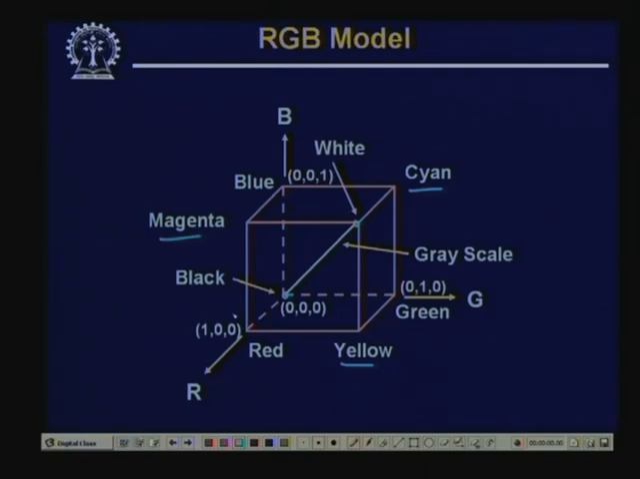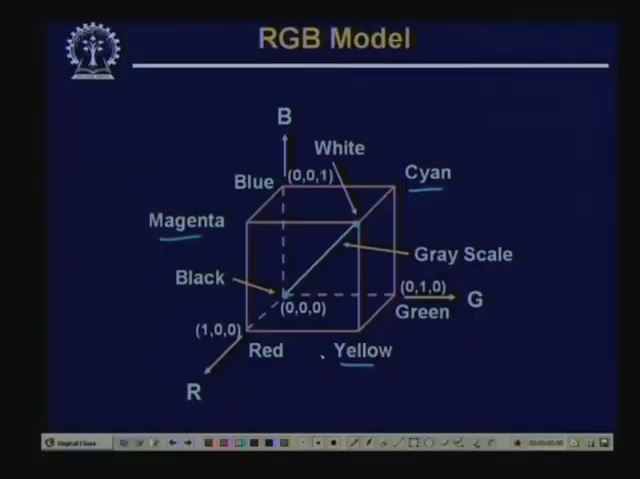Now, given any specific color having some proportions of red, green and blue, that color will be represented by a single point in this unit cube in a normalized form. Or we can also say that the color will be represented by a vector, where the vector is drawn from the origin to the point representing that particular color having a specific proportion of red, green and blue.